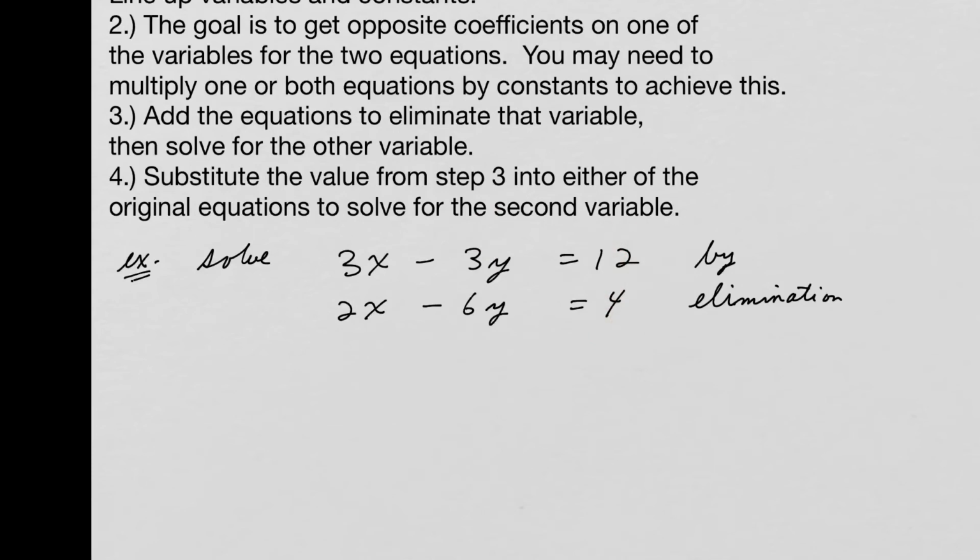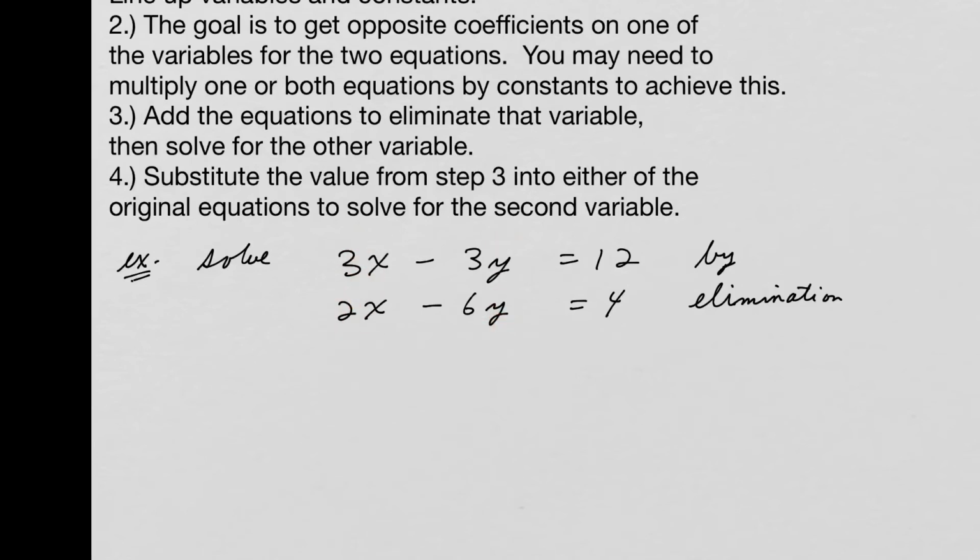Now look at the second step. The goal is to get opposite coefficients on one of the variables. So if we look here, usually what you use is what's called the lowest common multiple of the two coefficients. So 6 would be the lowest common multiple. I could try and make one of these a -6 and one of these a +6, and that will allow me to eliminate the x variables. But you should do whatever is easier.